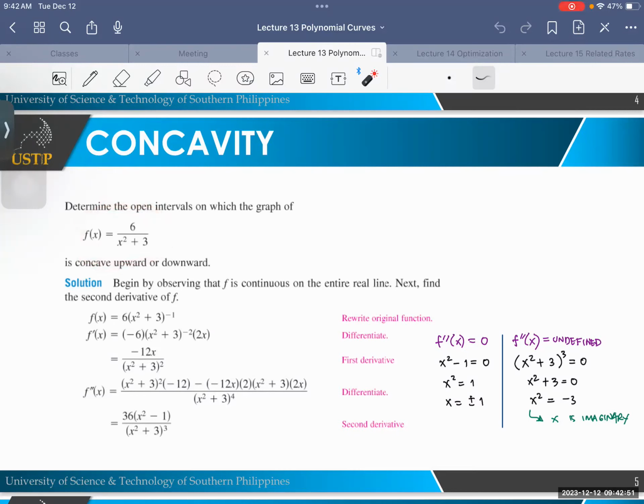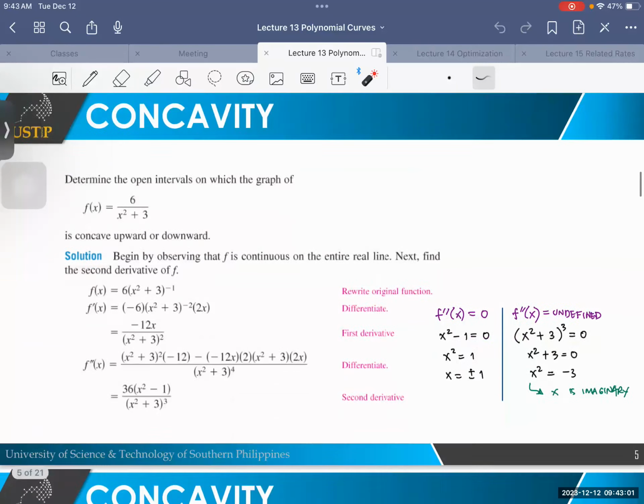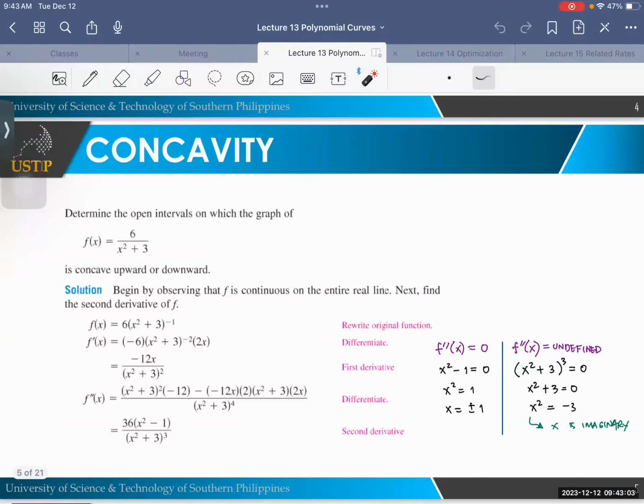Now, look at the problem, class. What are we looking for? Concavity. So it's the second derivative. But if you are looking for the behavior of the graph, whether increasing or decreasing, that is where you use the first derivative test. Students usually interchange these. Again: increasing, decreasing, first derivative. Concavity, concave upward or downward, second derivative.